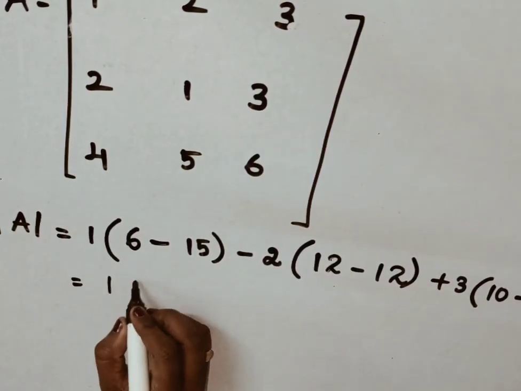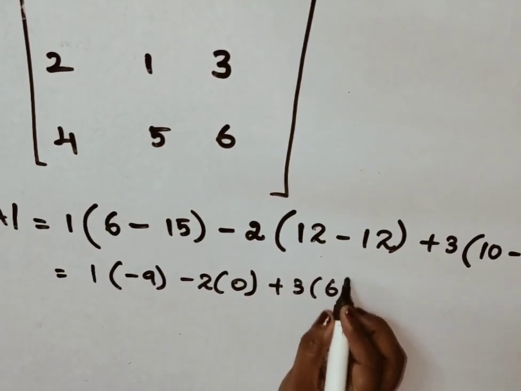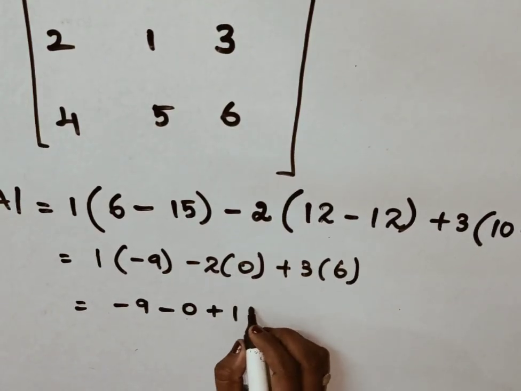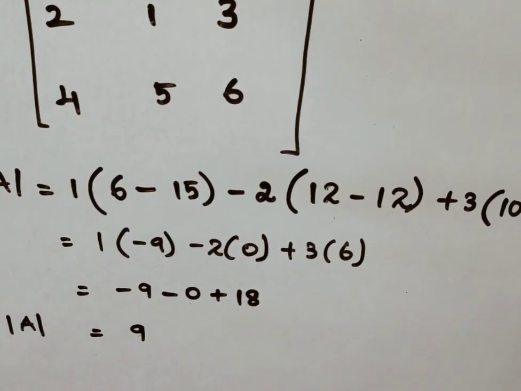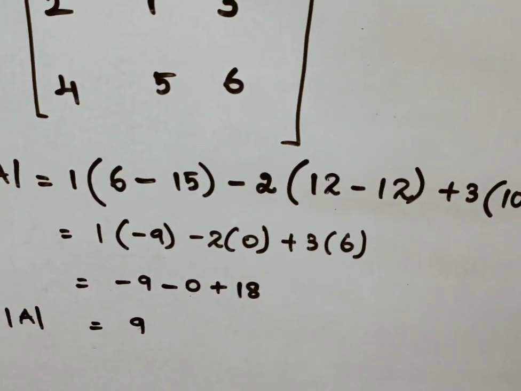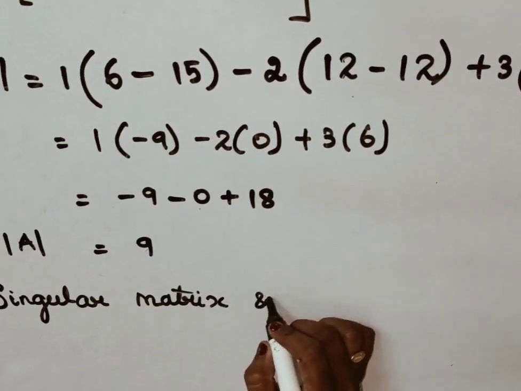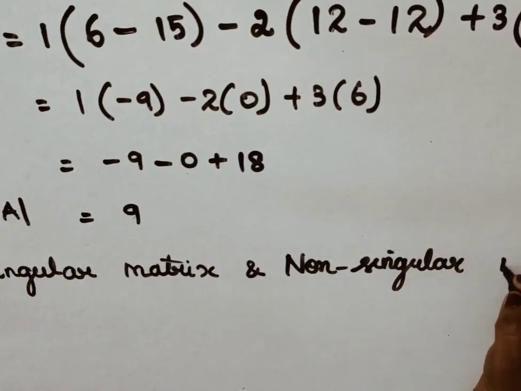So my answer would be 1 into minus 9, minus 2 into 0, plus 3 into 6, which is minus 9 minus 0 plus 18. So 18 minus 9 is 9. The determinant of A equals 9. This is how we find the determinant of A for a 3 cross 3 matrix. I discussed the concept of the determinant because now we are going to discuss singular and non-singular matrices. So simple.